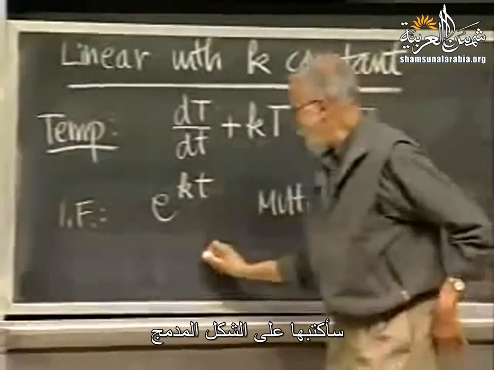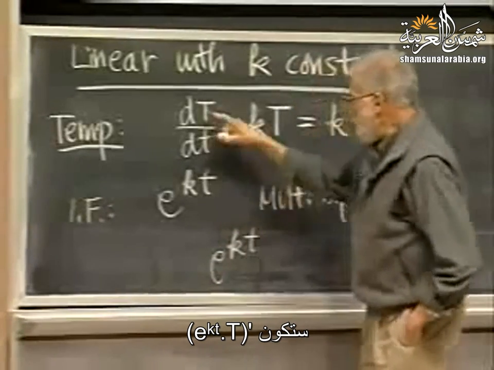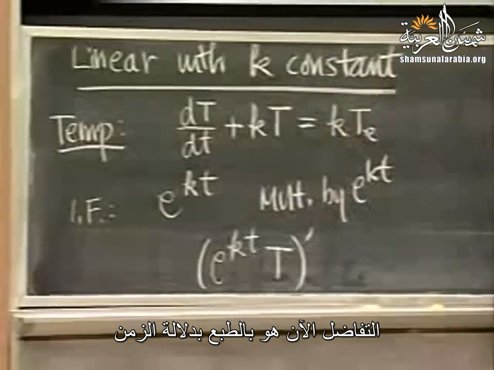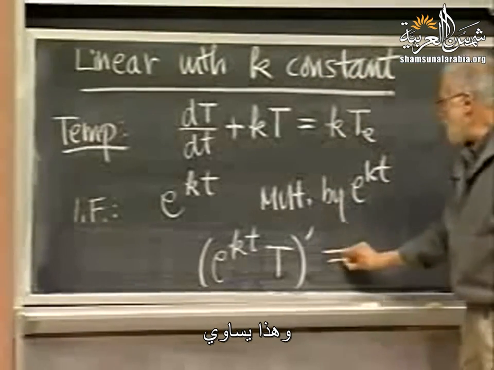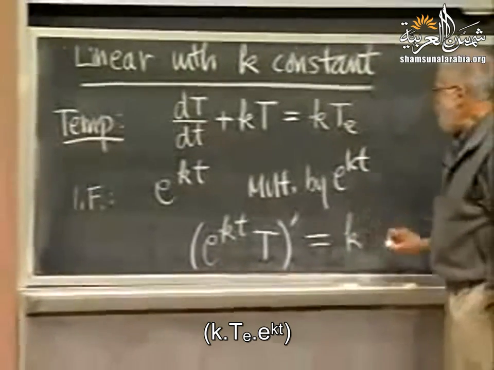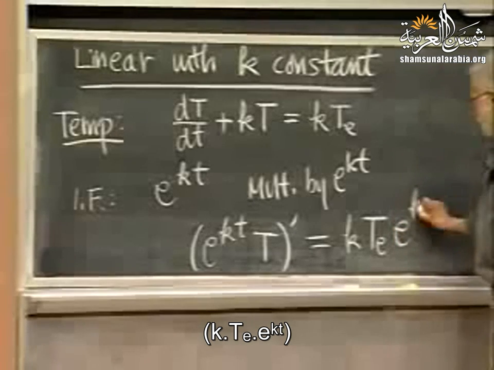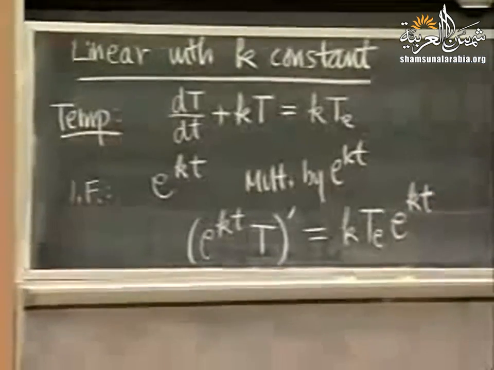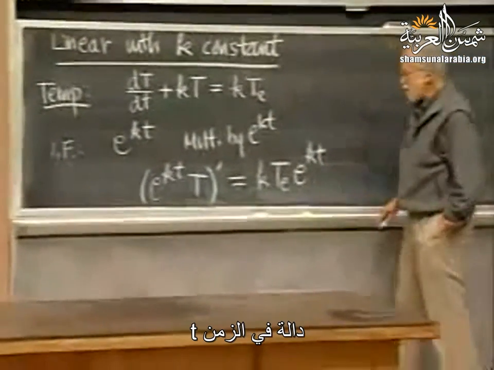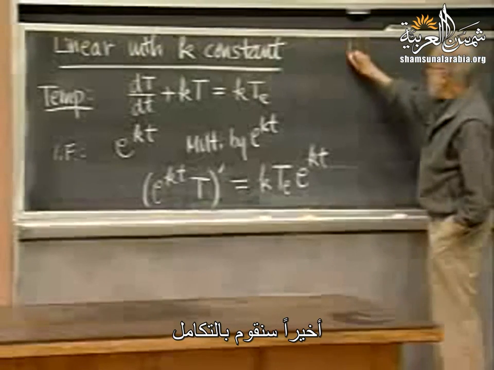And what's the resulting equation? Well, I'll write it in the compact form: e to the KT times T, all prime, the differentiation of course with respect to time, is equal to K times the external temperature, which is a function of little t, times e to the KT. Okay, and now finally we're going to integrate.